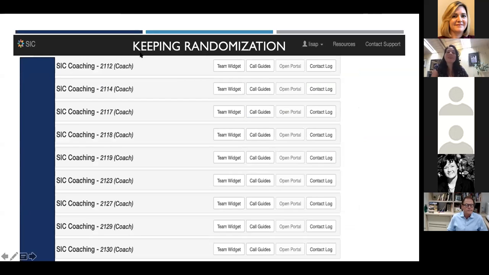But one thing we needed to do is keep randomization. So what we did is, we're randomizing sites. And so we have it so that the purveyor groups are only able to see information on the sites that have been assigned to the coaching condition. They have a dashboard page where they can go to their team widget. They have their call guides where we ask them to upload their information from their calls, and then they also are audio recording them for us to listen to.